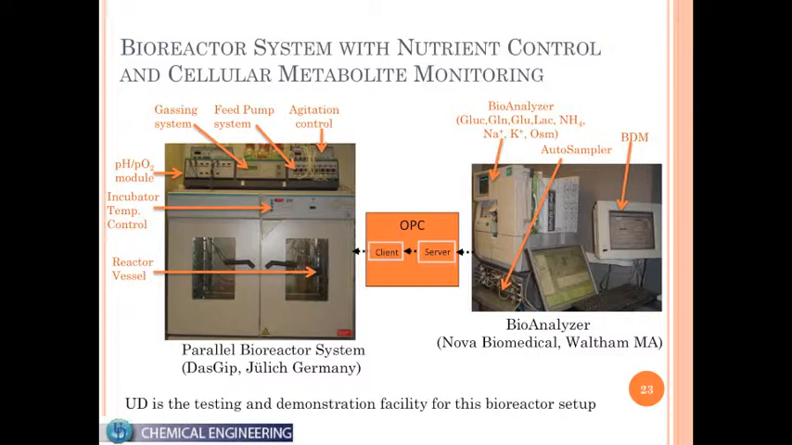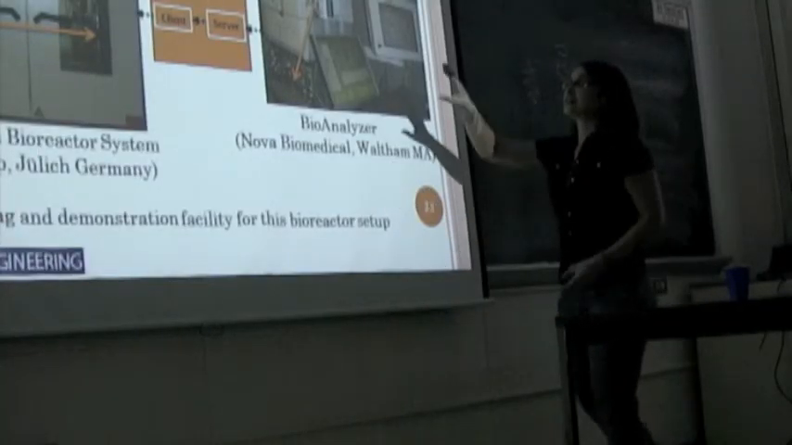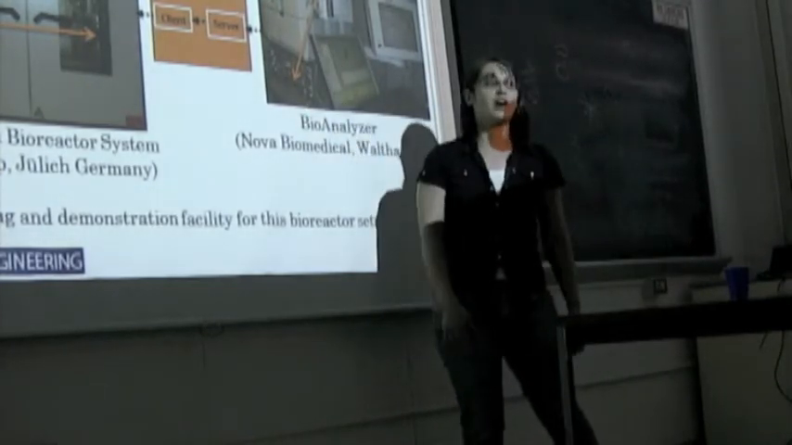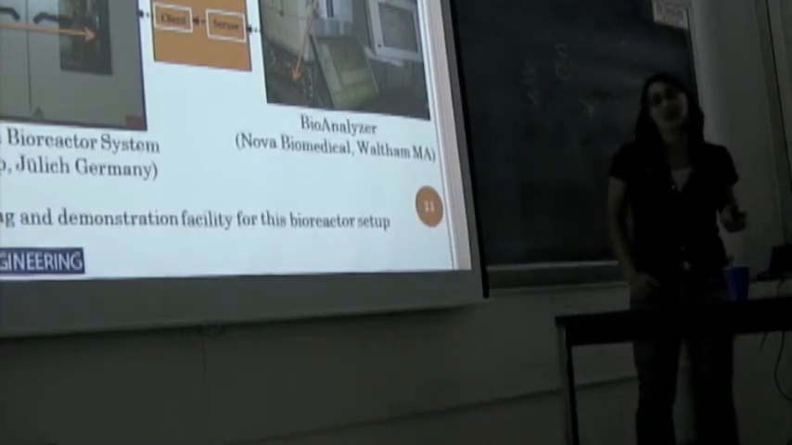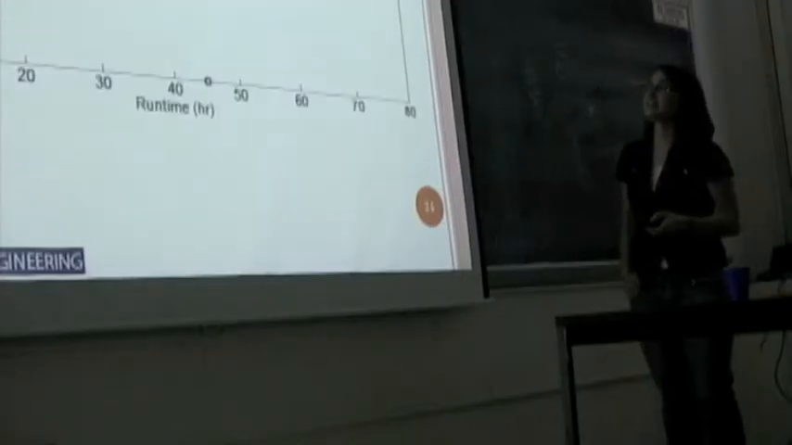Now, we have an autosampler that we can measure the glucose and the glutamine at any time interval that we want. And we have linked these two together through a software known as OPC, not that important. But basically, what this allows us to do is that the values that we're getting from our analyzer are able to talk to our bioreactor. And so with this, we're able to implement a feedback control strategy. So we wanted to maintain glucose within 10% of our set point.